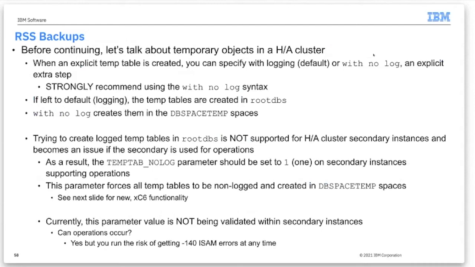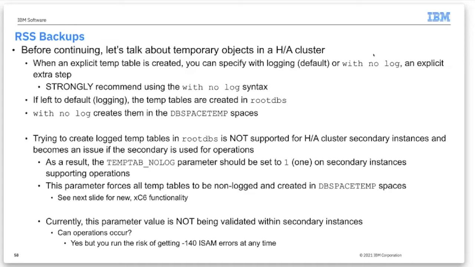So let's talk about temporary objects. When you say create temp table, there are two options to the command. You can either just say create temp table and it is created in logging mode, or you can say create temp table with no log, and that is an explicit extra step. We strongly recommend that you use the with no log sequence because it actually creates that temp table in your temp DB spaces. If you simply say create temp table and it's logged, that temp table is created in the root DB space, and that's not a good thing to have happen.